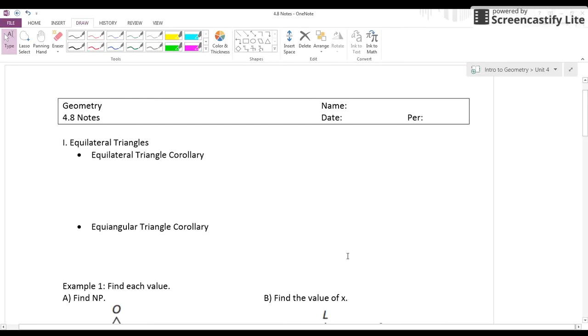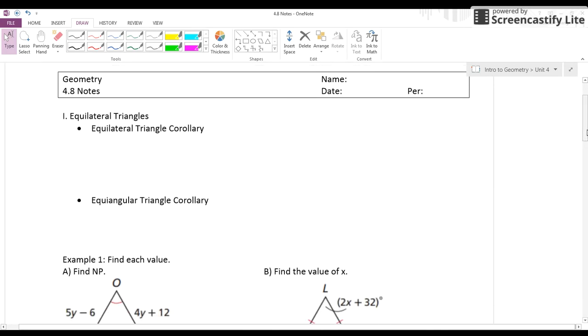In this lesson, we're going to look more at equilateral and isosceles triangles and go back to what we know about them and how to use some theorems to work with finding missing sides, angles, etc. So first, let's talk about the equilateral triangle corollary. It sounds fancy, but it's really something you already know. Basically, if a triangle is equilateral, then it is equiangular.